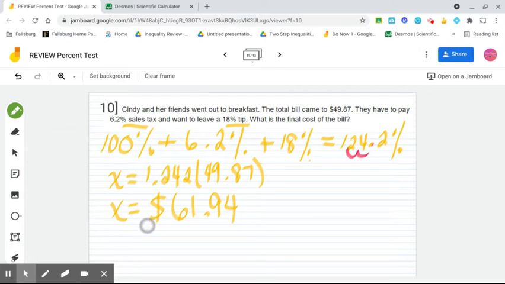And it's $61.94. So we want to make sure we put that dollar sign, and that's going to be the total final cost of the bill.